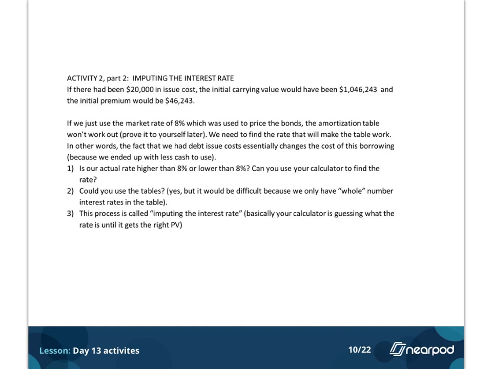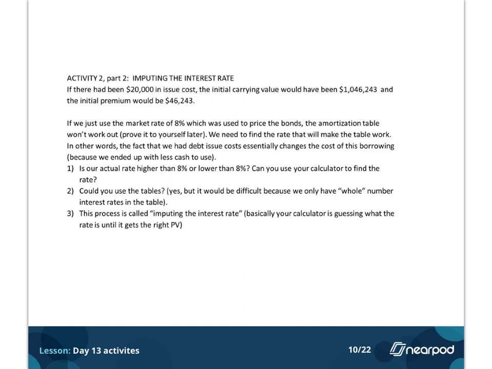You could use the tables, but you're basically guessing. You guess a rate and you try to get the present value using that rate if you were using the tables. So you might guess 9%, and when you did 9%, you would get a number that was too low. It'd be smaller than $1,046,000. You know the number's not smaller than 8%, so you know it's got to be somewhere in between 8 and 9%. You can do this on your calculator. Basically, you're going to use your inputs into your calculator.